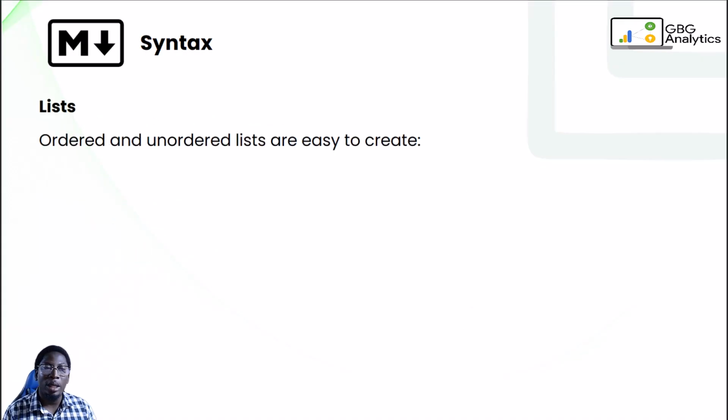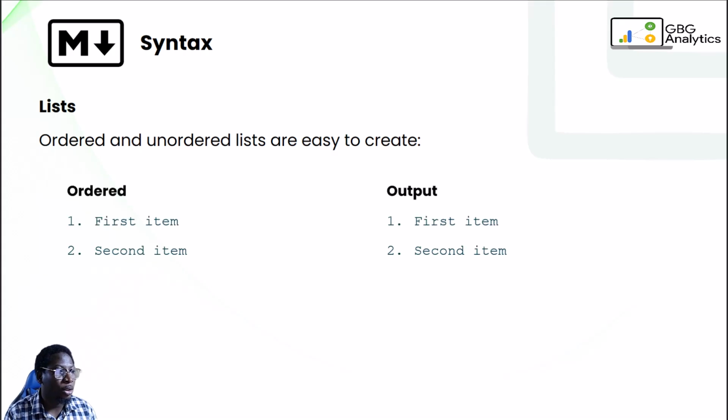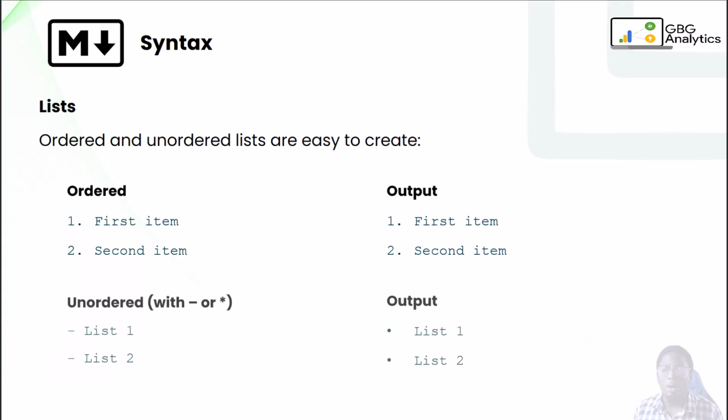You can also use Markdown to create a list. A list could be ordered or unordered. To create an ordered list, you use a numbering style. For example, this will give us an ordered list. And to create an unordered list, you can use the hyphen sign or the star sign. For me, I like to use the hyphen sign to create an unordered list, which we call bullet points.